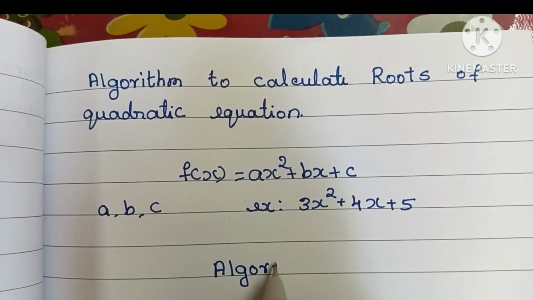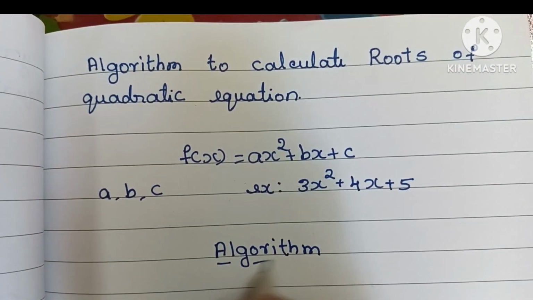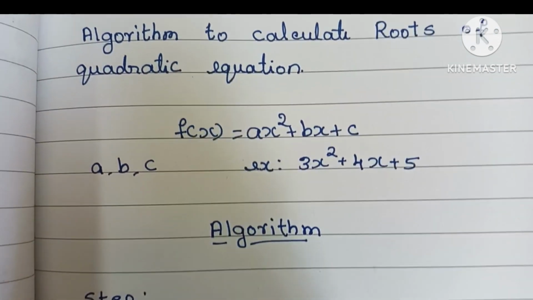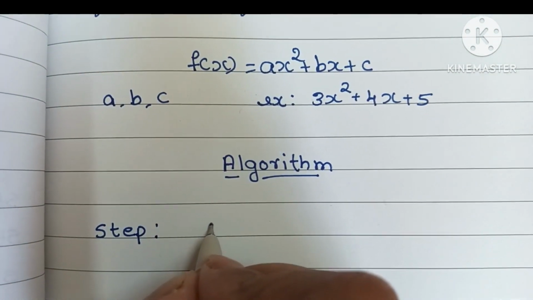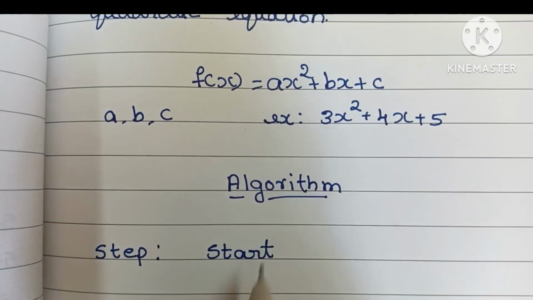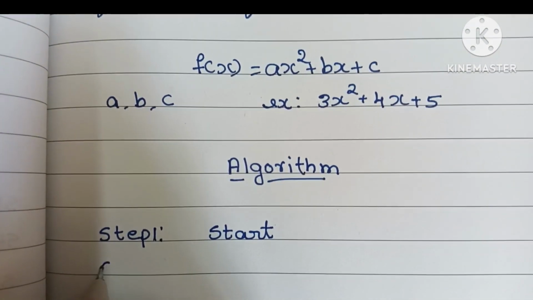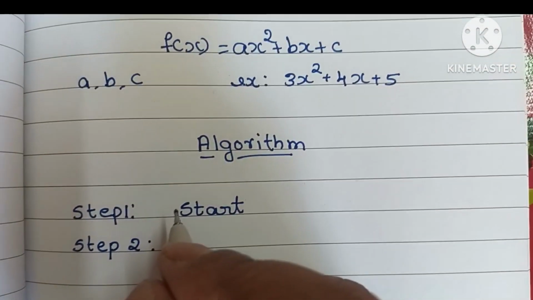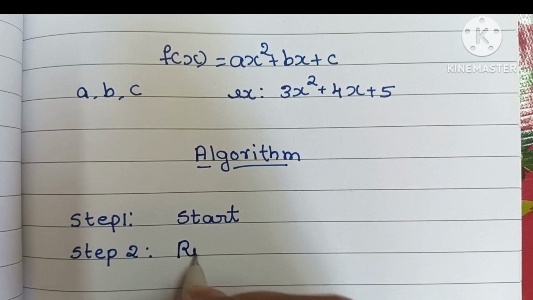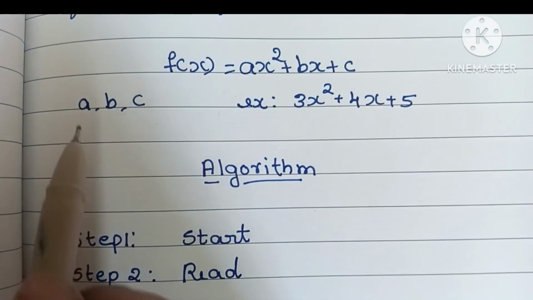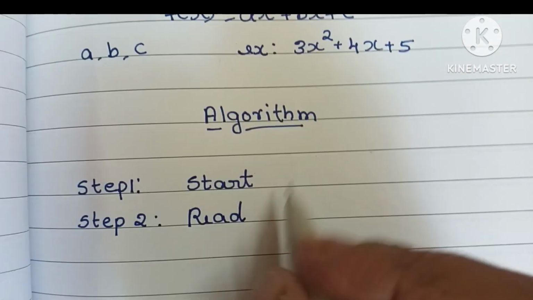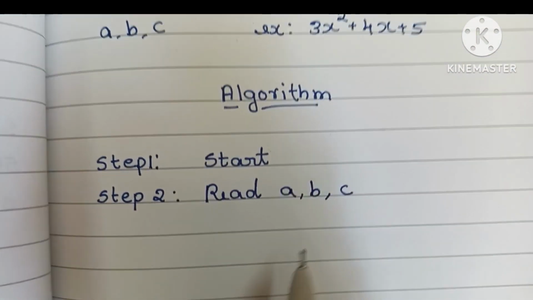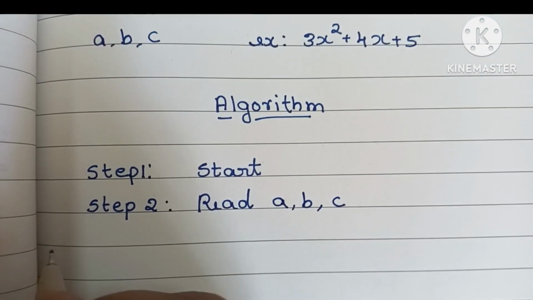Let's write the algorithm. An algorithm is a step-by-step process to solve a problem. Step 1. An algorithm always starts with a start statement, so first we have to write the start statement. Step 2. In step 2 we have to read the coefficients of the equation, that is variables a, b and c.